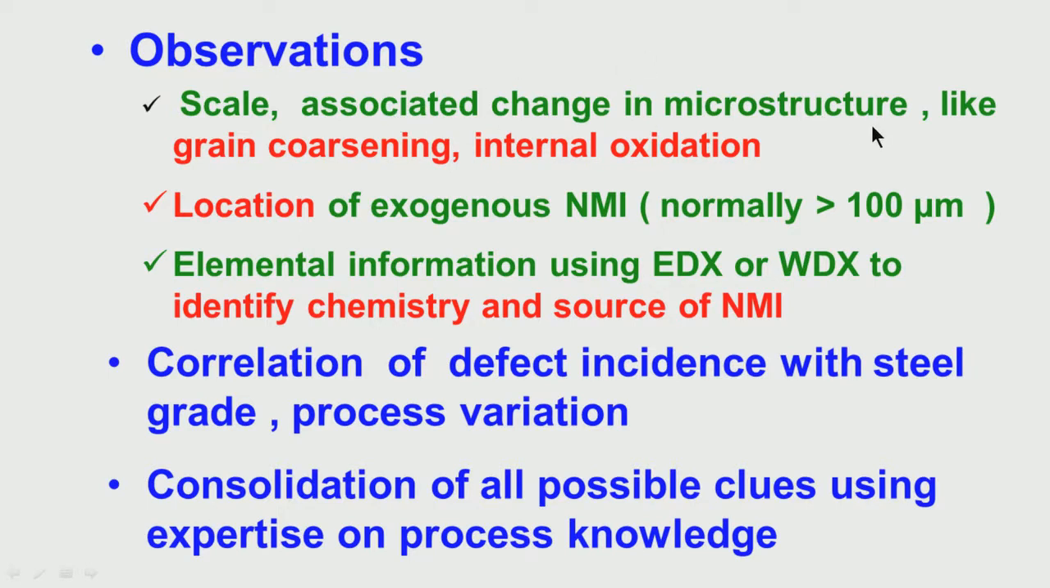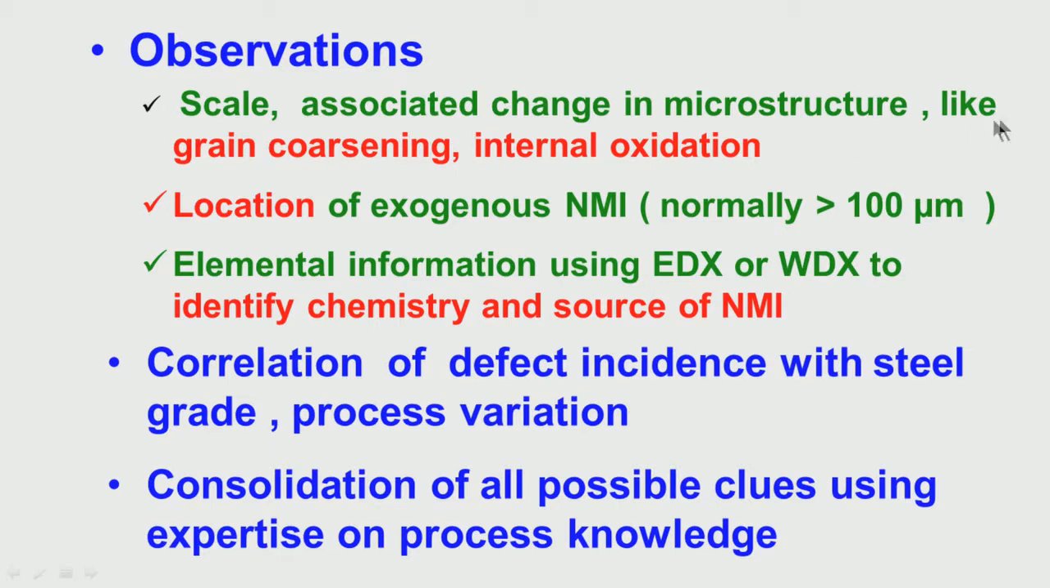So you see the defect area, you see the area which is adjacent to the defect, and identify what is the change in microstructure. When there is no defect, what is the microstructure? That means away from the defect, what is the microstructure? Near the defect, what is the microstructure? Then only you can identify what is the difference in microstructure that has been caused by the presence of the defect.